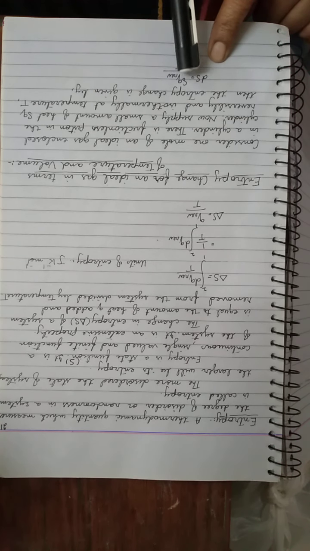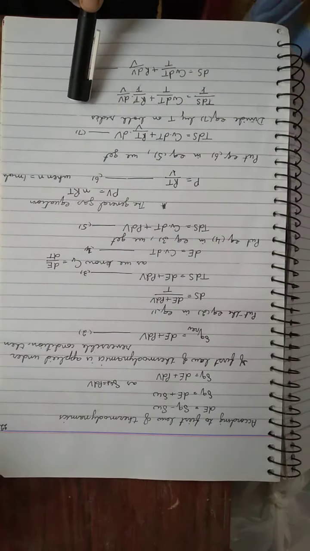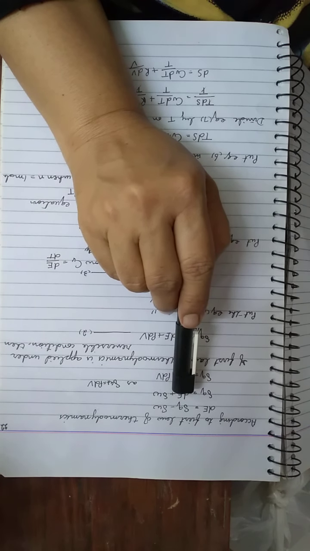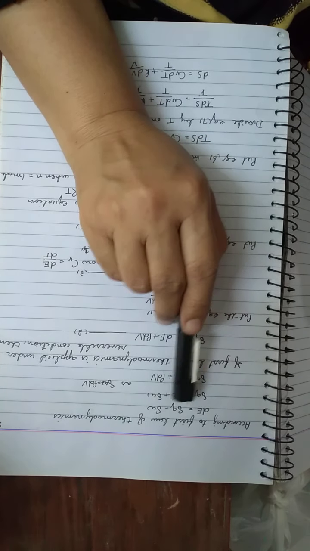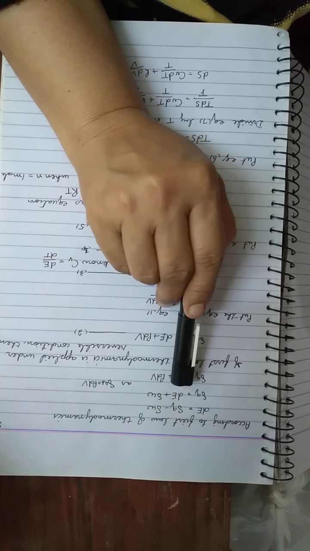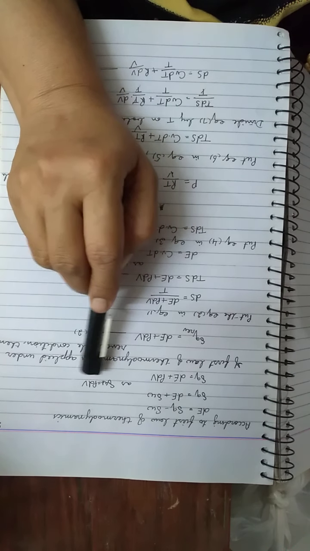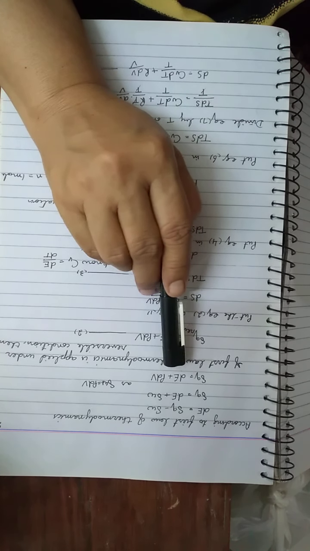dS is equal to partial Q reversible divided by T. This reversible indicates that we are measuring the entropy in the reversible system. According to the first law of thermodynamics, dE is equal to partial Q minus partial W, or partial Q is equal to dE plus partial W. As partial W is equal to PdV, pressure-volume work, partial Q is equal to dE plus PdV.